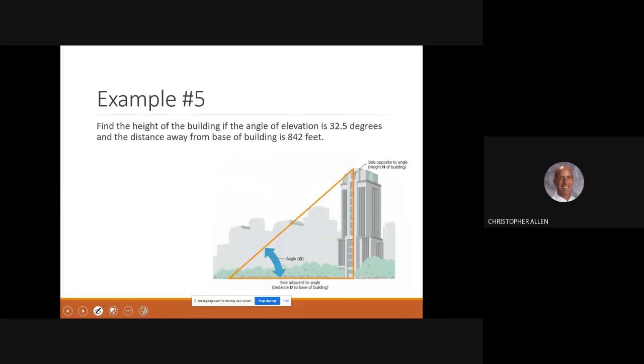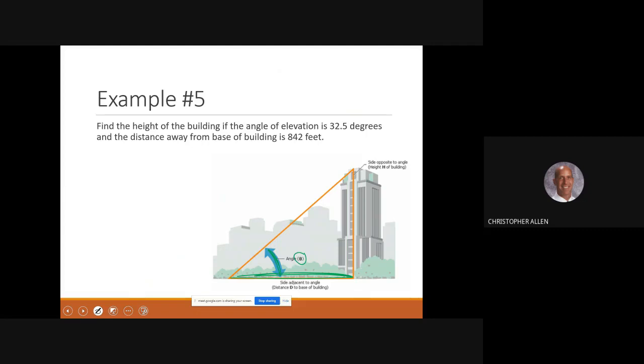All right. Last example. It wouldn't be a geometry class without trying to do something that's an application, a real life problem. So let's see what we've got here. It says find the height of a building if the angle of elevation, that's this angle right here. Notice that even in this diagram, which is one I stole offline, this angle here, they marked it as theta. Find the height of the building if the angle of elevation is 32.5 degrees and the distance away from the base of the building, that's this distance right here, is 842 feet.